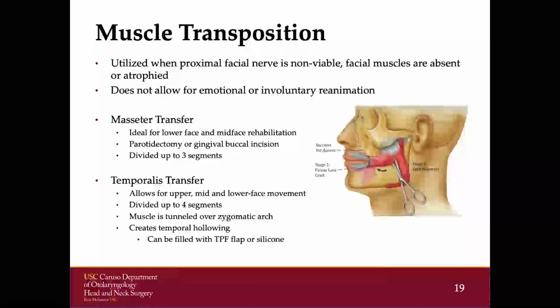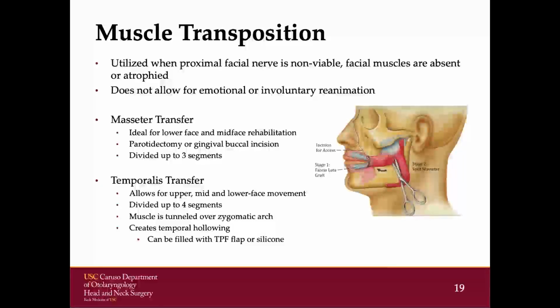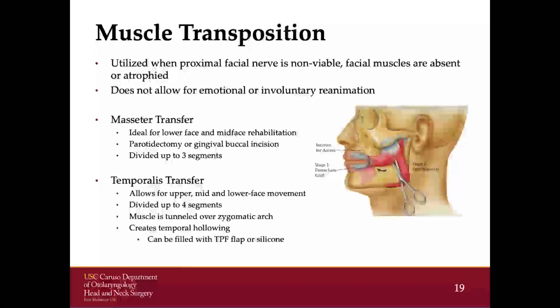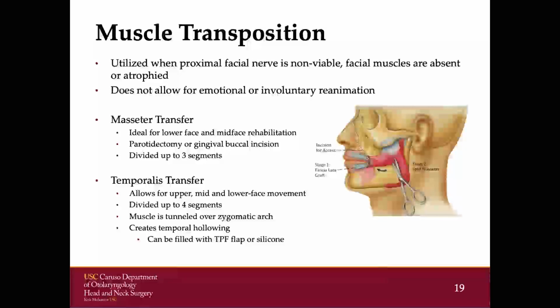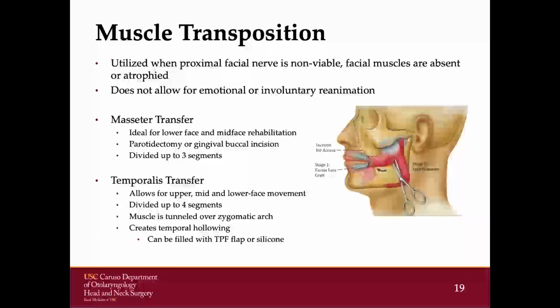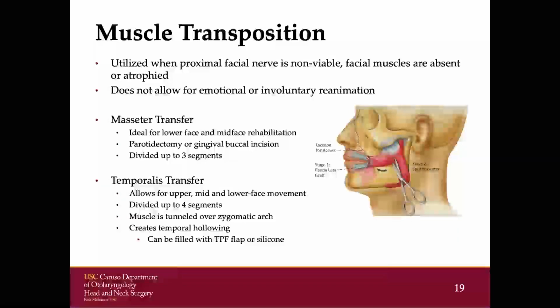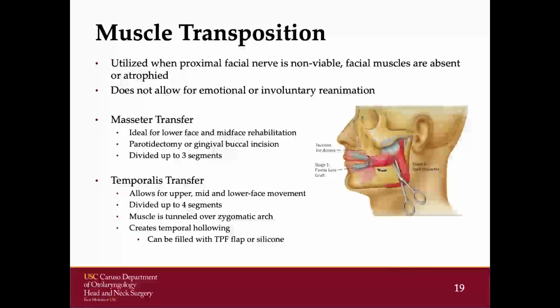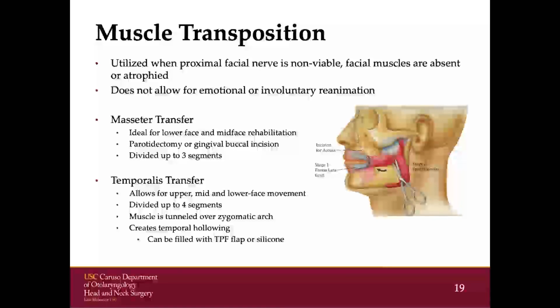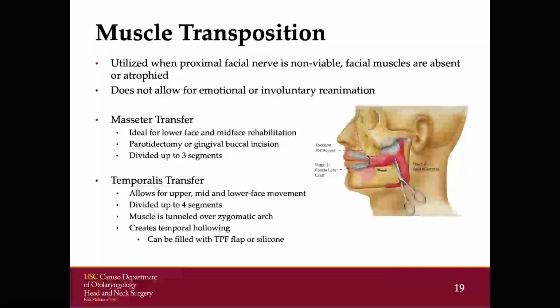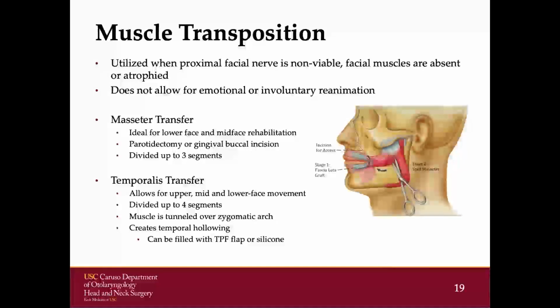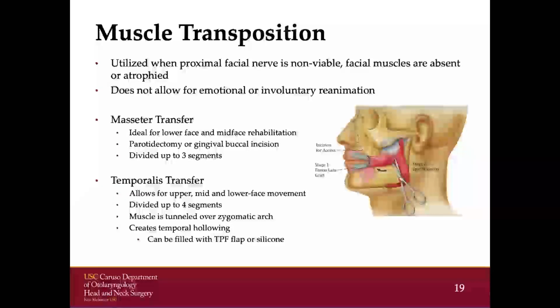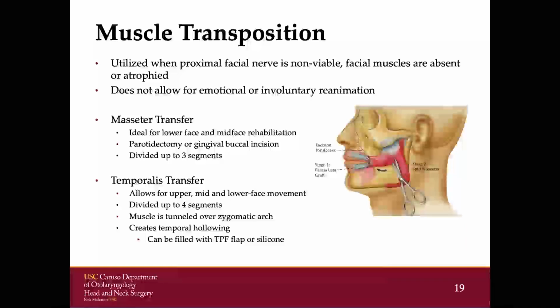The temporalis transfer is also similar, but this one allows for upper face, mid face and lower face control. It can be divided up to 4 segments and can be attached to the orbicularis oris. The muscle itself is tunneled over the zygomatic arch, and the creation of the tunnel is important because otherwise, if it's not done properly, it can create an unsightly bulge. And then also there's a residual temporal hollowing from the donor deficit, and that can be filled with a TPF flap or some sort of silicone block.